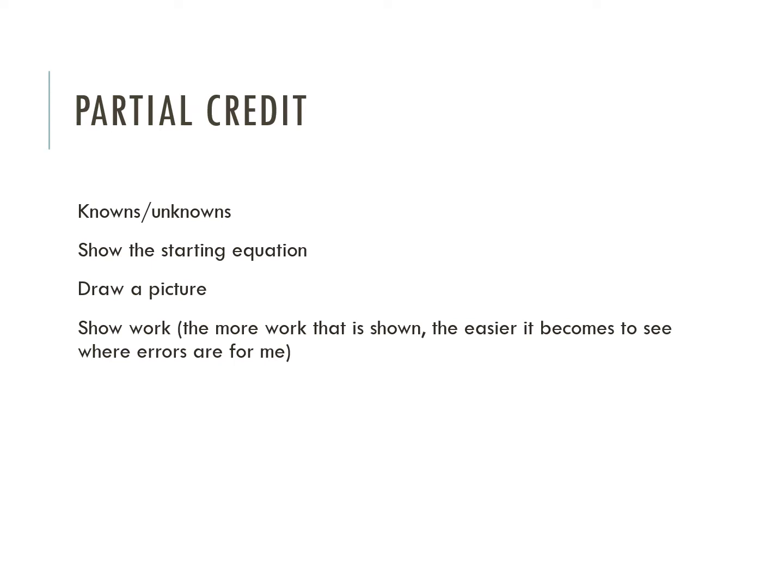Please, again, this last exam, in general, was a lot better with showing partial credit work. So again, write out your knowns, unknowns, what you think the starting equation or equations are, and draw a picture. I know with this material, especially since some of it is a little more abstract, like simple harmonic motion, it's not as clear, it's a little harder to visualize. Writing all this stuff out is definitely beneficial.